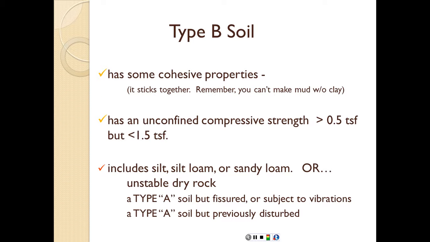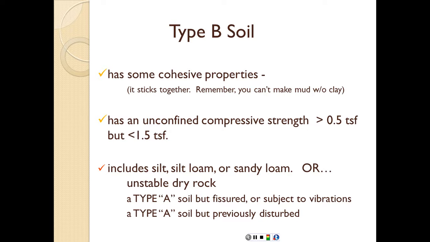Type B soil. Now we're moving to a little bit worse type of soil. It has some cohesive properties. Remember, type A was a cohesive soil. This one has some cohesive properties. It sticks together, but not as type A. And it has an unconfined compressive strength less than 1.5 tons per square foot, which was type A, and greater than 0.5 tons per square foot, which would make it type C if it has only that.